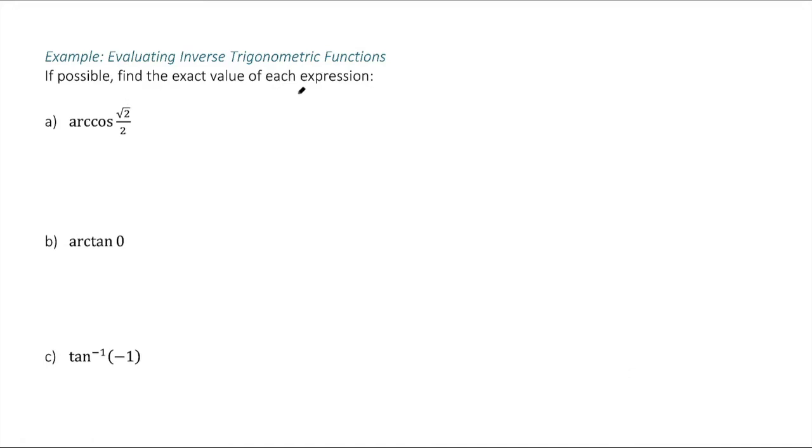If possible, find the exact value of each expression. The arc cosine of root 2 over 2. So when we see an arc trig function or an inverse trig function, we should think this is equal to an angle. And this means that the cosine of that angle is equal to root 2 over 2.